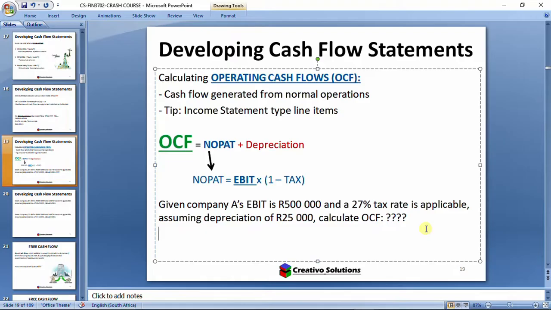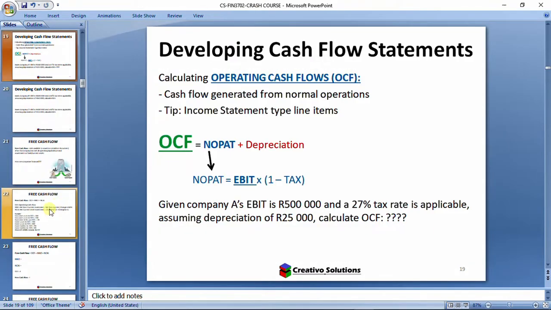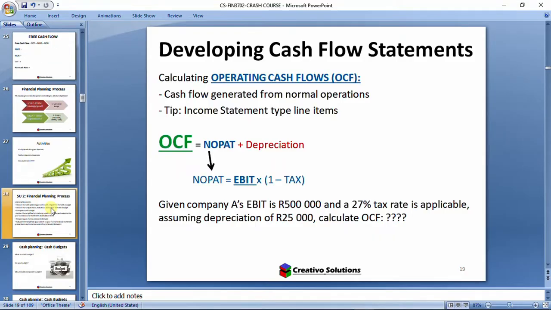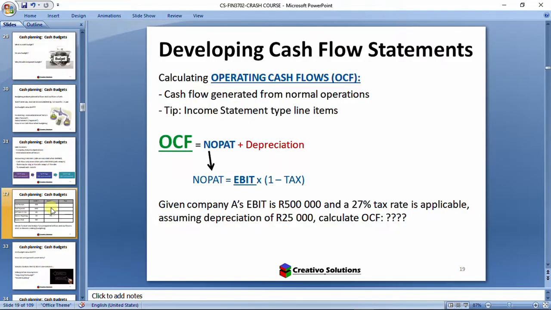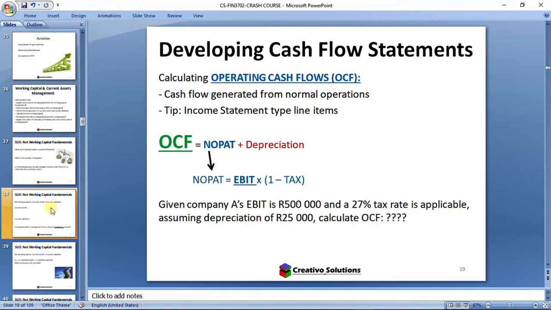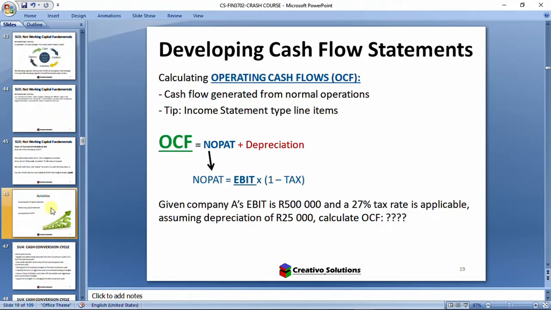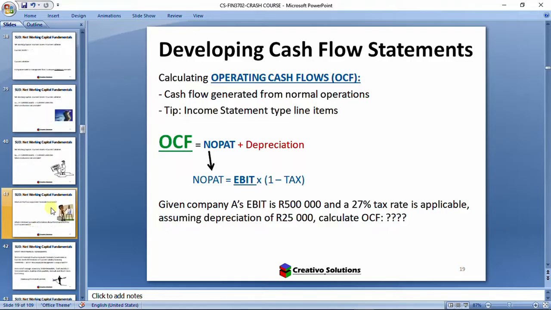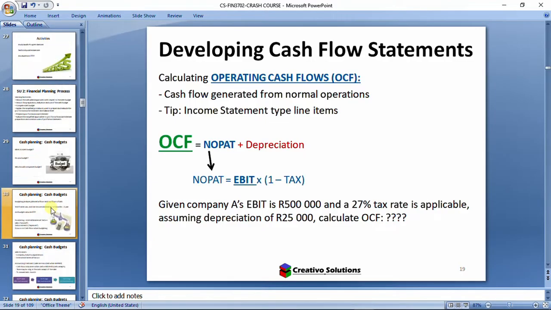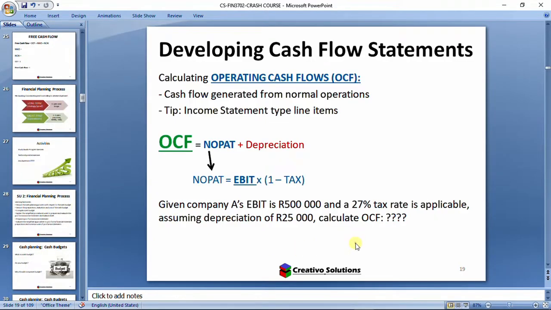Let's see if you can do that. I think it's 390,000. 390, let's check.